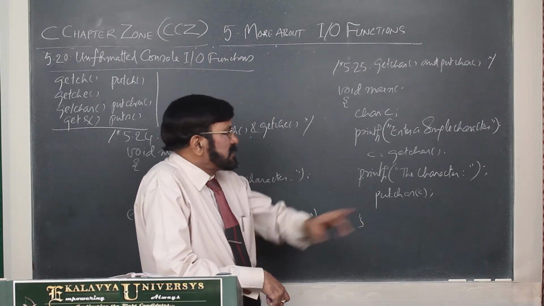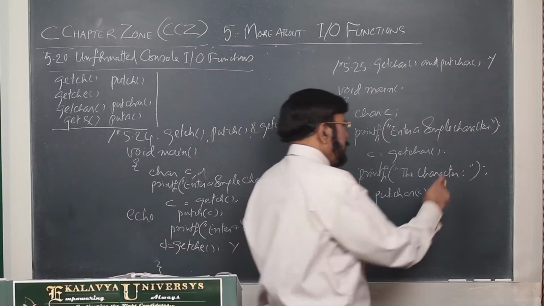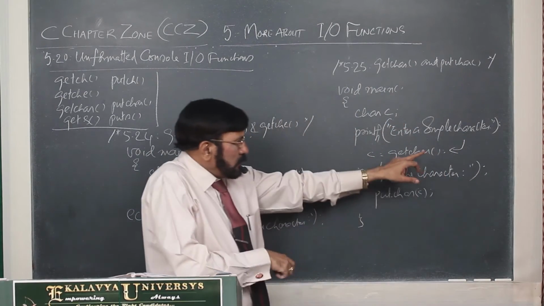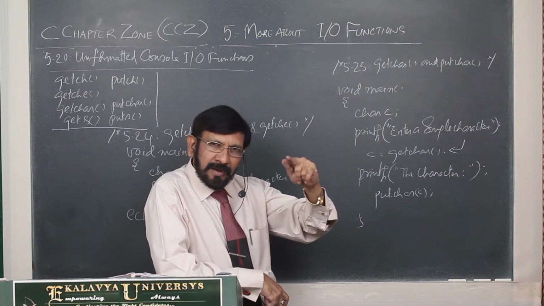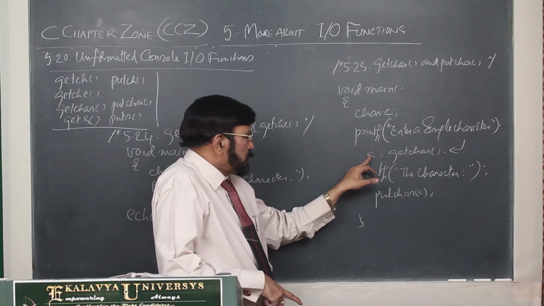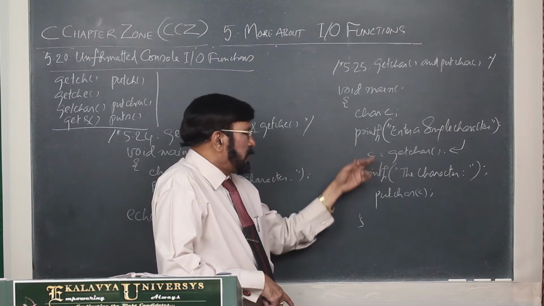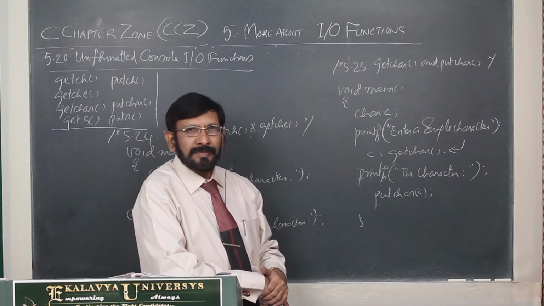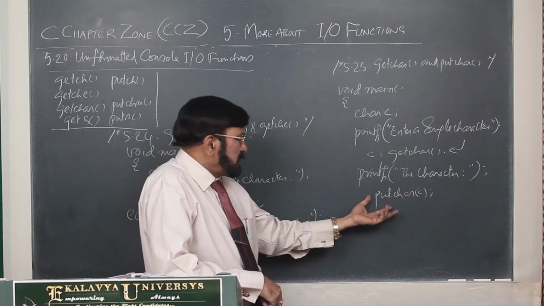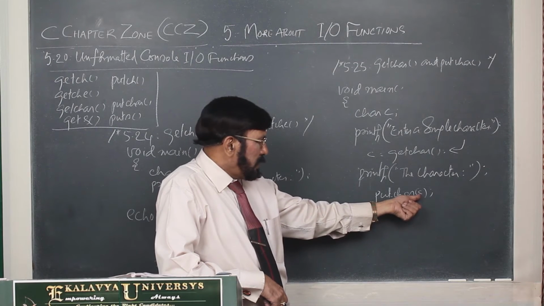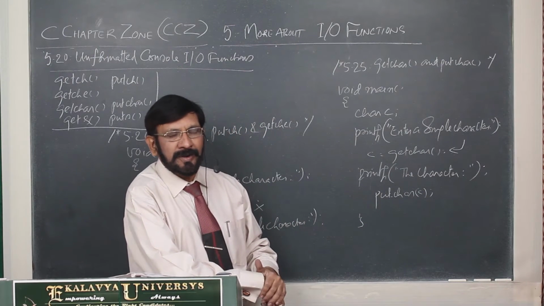The difference is, for this, after entering the character, you should press the enter key. Only then is the input operation over, and that is stored in this variable. And if you want to display this character, use putchar c. If you use putch also, you can write the character. That point you understand.